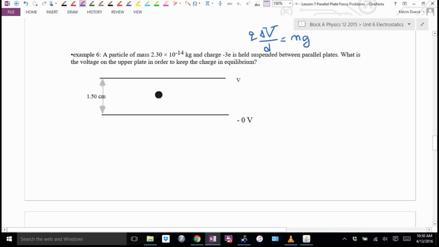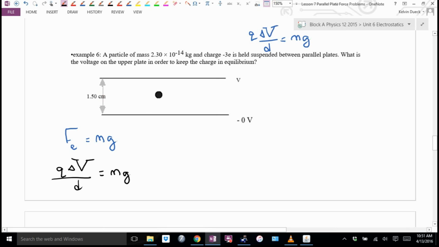So, Example 6, a particle of mass blah blah blah and charge -3 electrons is held suspended between parallel plates. What's the voltage on the upper plate in order to keep the charge in equilibrium? If it's held suspended, we're saying that. In fact, Cade, it seems to me we can just take this final equation that we ended up deriving. Q, change in voltage, over D equals mg.